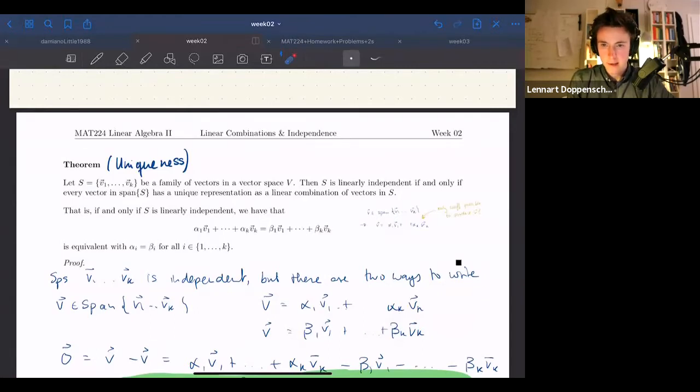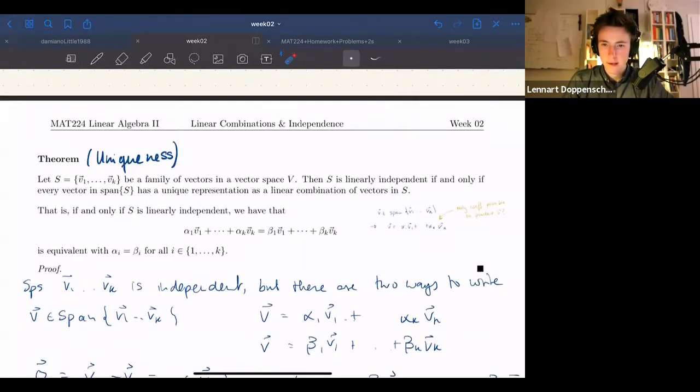The fact that there is some linear combination isn't hard to see, because if it is in span S, then span S is just the set of all linear combinations. So if some vector is in there, then it is a linear combination. The really important part of this theorem is that there's only one unique representation as a linear combination. Okay, and then the proof.